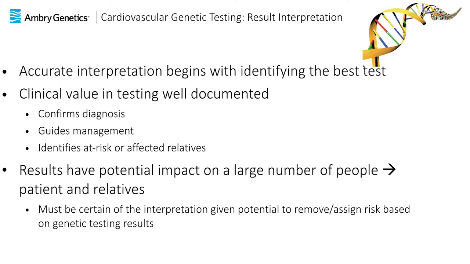The genetic testing piece itself is somewhat straightforward in that it can be done on a saliva sample or on a simple blood sample collected in a purple top tube, but deciding exactly what test to order is not necessarily always straightforward. And then the process of interpretation, as we'll focus on today, can be somewhat challenging as well, although quite informative for the healthcare team and the patient and the family.